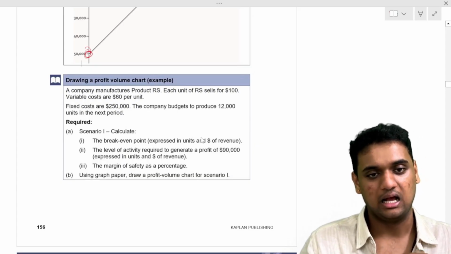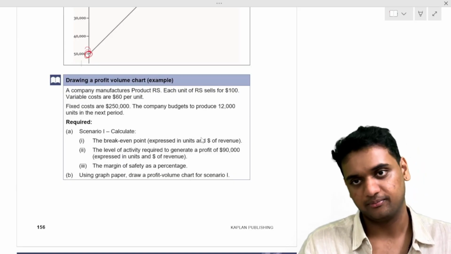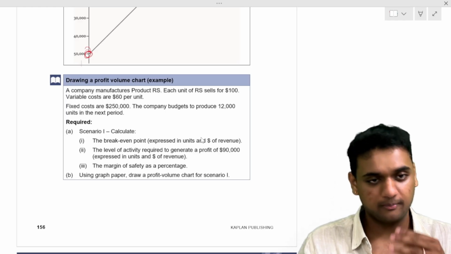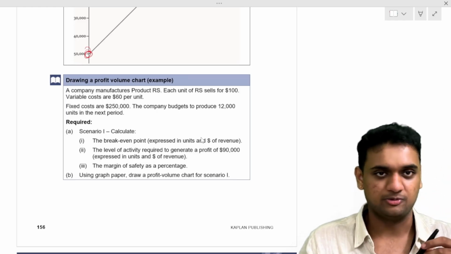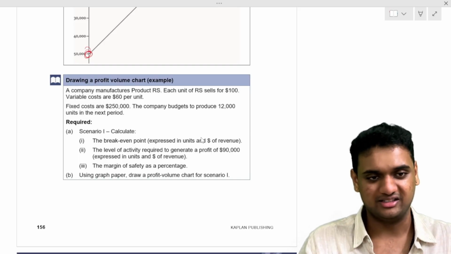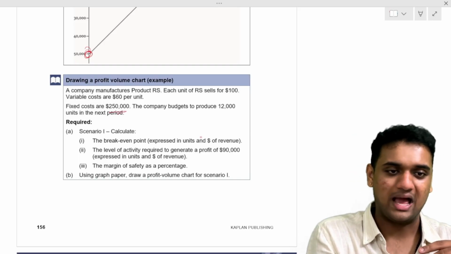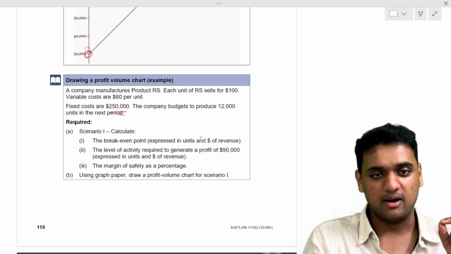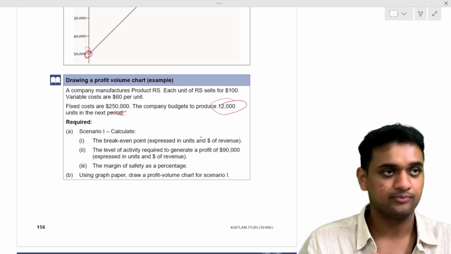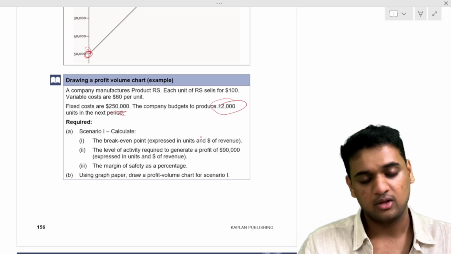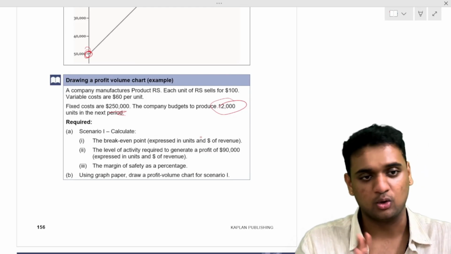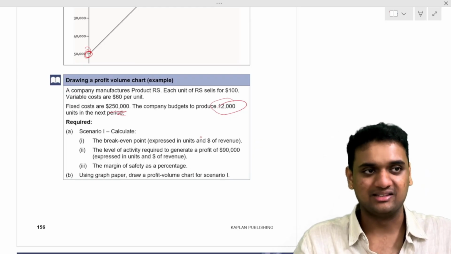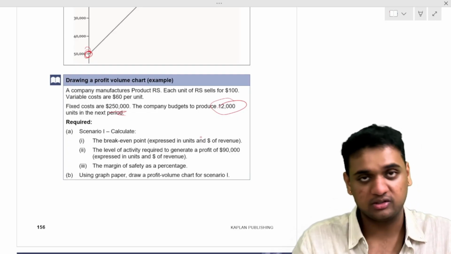Selling price 100 rupees per unit. Variable cost 60 rupees per unit. Fixed cost is 2,50,000. The company budgets to produce 12,000 units. We'll assume budgeted production and sales are the same. The company budgets to produce and sell 12,000 units.